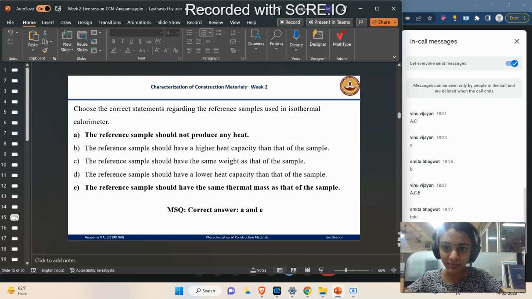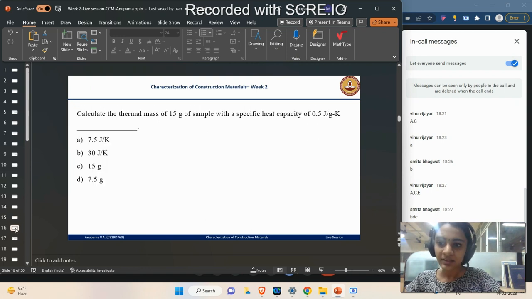Actually, the reference sample should have the same heat capacity as that of the sample. It's not necessary that it should have the same weight as that of the sample. Okay, so the correct answers are A and E. Now, E states that the reference sample should have the same thermal mass. So, the next question is related to thermal mass.